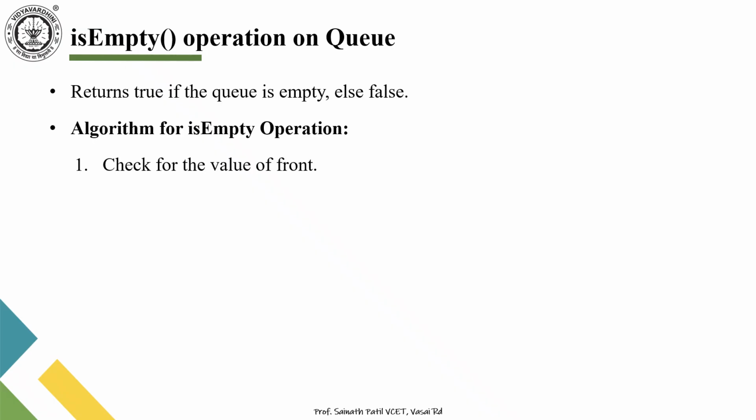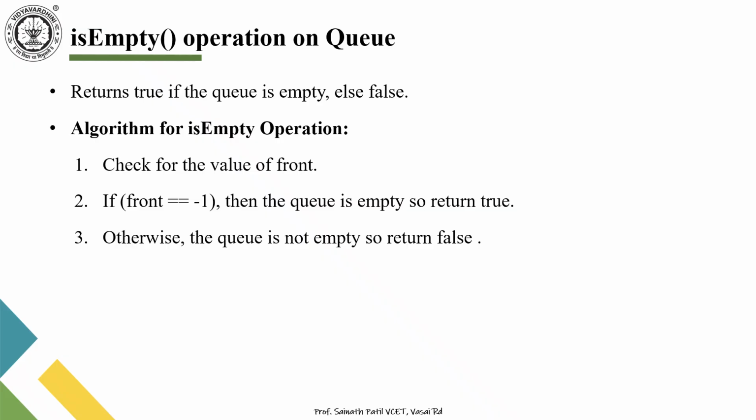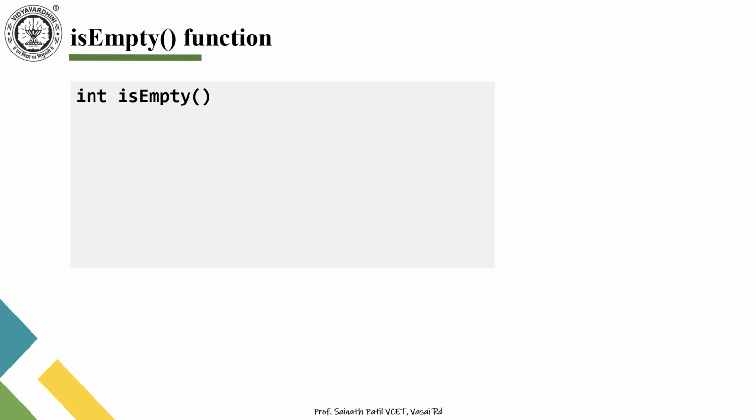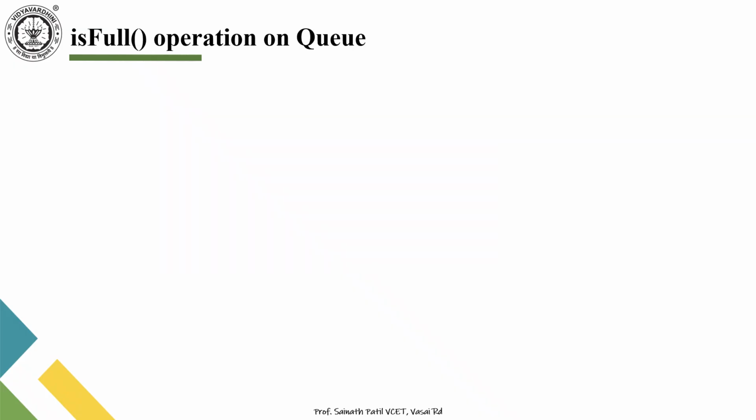The algorithm is that it will check the value of front. If front equals -1, then it gives the message that queue is empty and returns true. Otherwise, the queue is not empty and it will return false. So the situation may be like this, as shown in the diagram. So the function, as we learned in linear queue, is the same, is empty. If front is equal to -1, it will return 1. Otherwise, it will return 0.